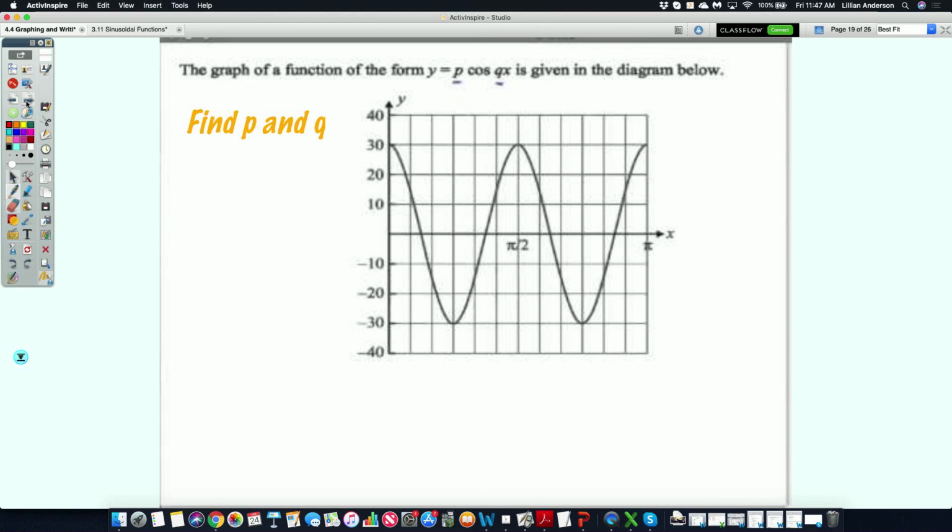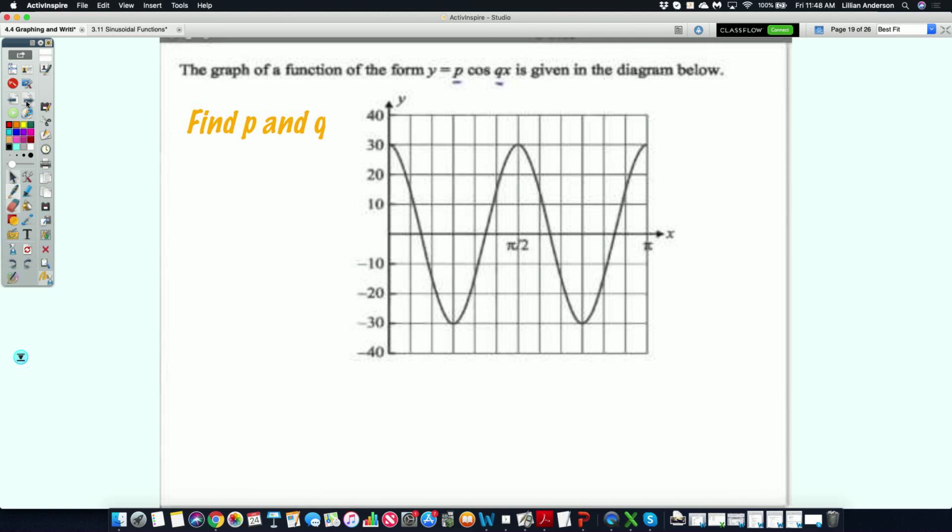Okay. Here's an IB question. I don't know how well you can see that graph, and it is kind of blurry up here. It's what happens when you copy and paste of a copy. So, the graph of the function in the form y equals p cosine qx is given in the diagram below. You have to find p and q.